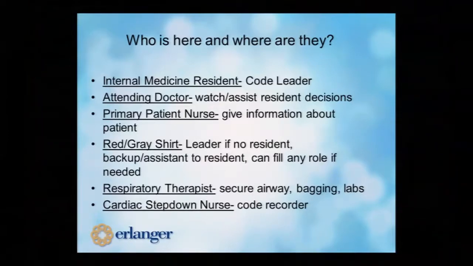And then there's always a red shirt or a gray shirt person, depending on how busy one or the other is, who will be attending, and they're basically there to do whatever isn't present. So they can do any of the roles except be the doctor, obviously. There's also respiratory therapists. They're in charge of the airway, bagging, getting labs, and things like that. And then there's also a cardiac step-down nurse, which is the 4,000 nurses. They attend the codes now to be the recorder and try to provide a standardized timing and things like that for all the codes that happen.